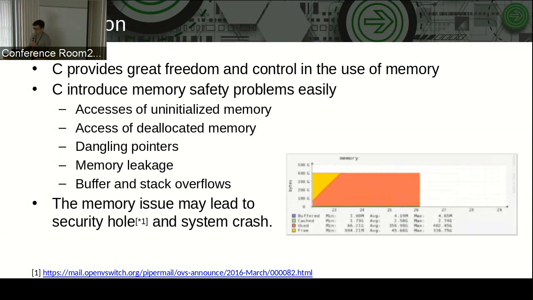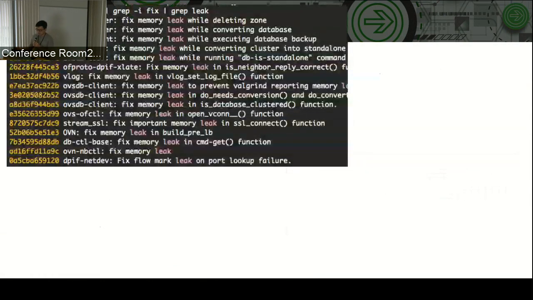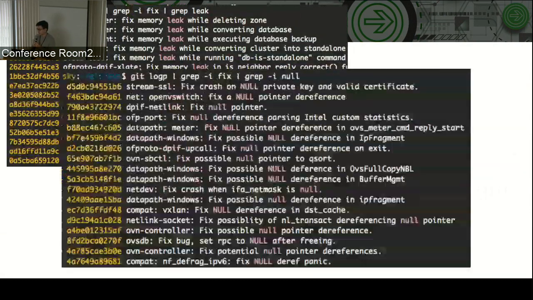This is an example that one of our customers had: after OVS started for 20 minutes, it ate up all the memory, 400 gigabytes, only due to a small memory leak in the fast path. And if we look at the Git repo, we can easily find tons of different fixes, either on memory leaks or null pointer dereferences. So we thought of a way to get rid of this.